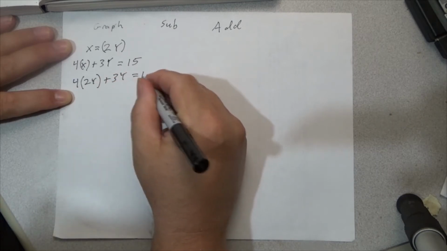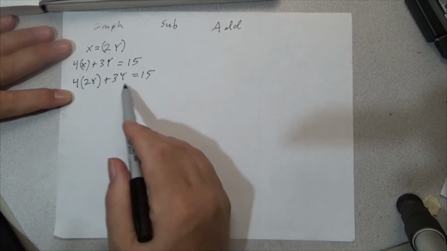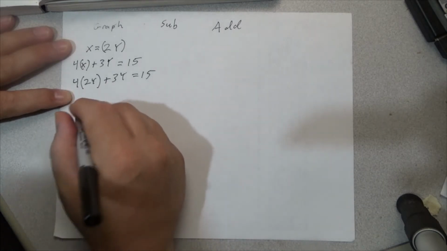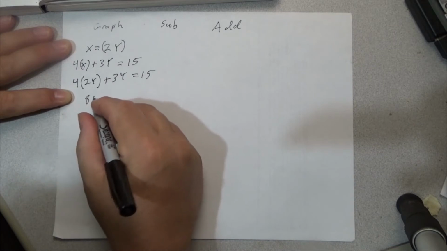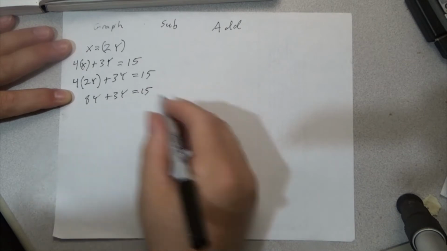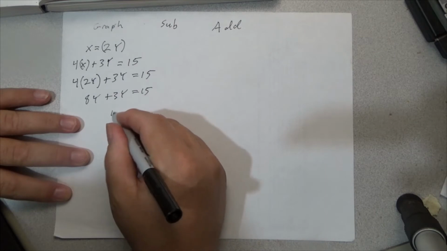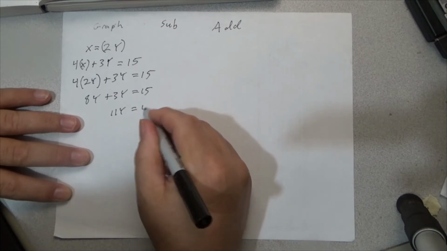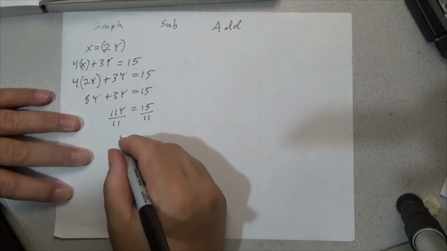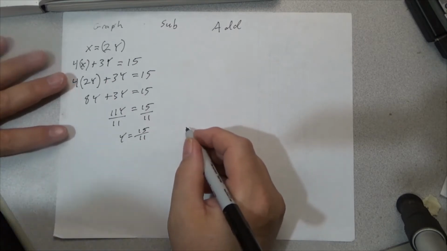So if x is equal to 2y, I can write this as 4 times x plus 3y equals 15. Now we have one variable in this equation, so we can solve for that one variable. We multiply here, we've got 8y plus 3y equals 15. Combine these and we have 11y equals 15. Divide by 11, divide by 11, and we have y is equal to 15 over 11.